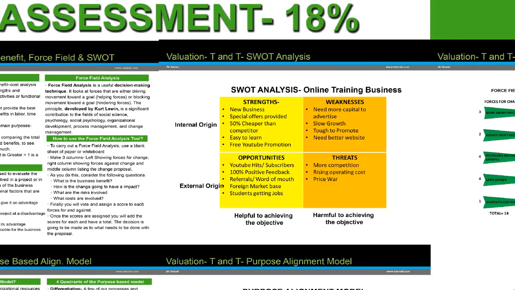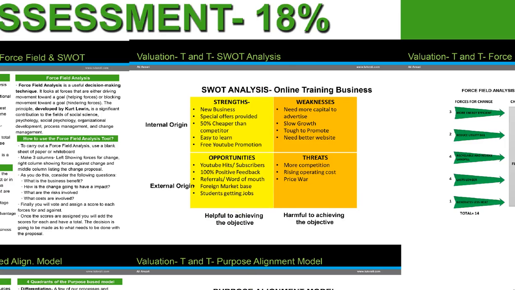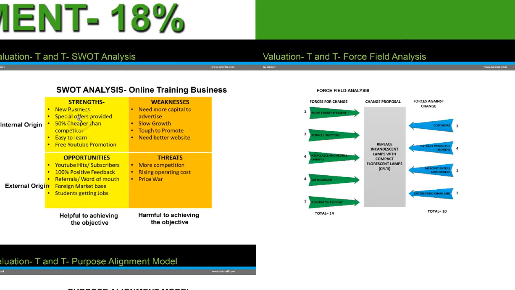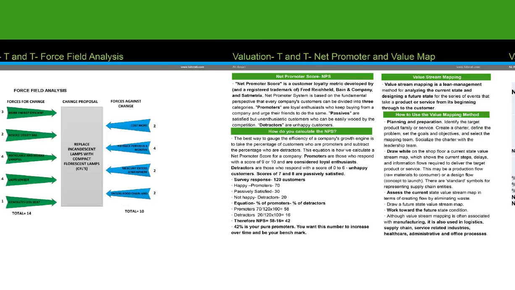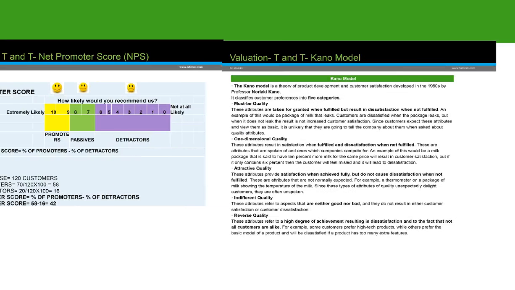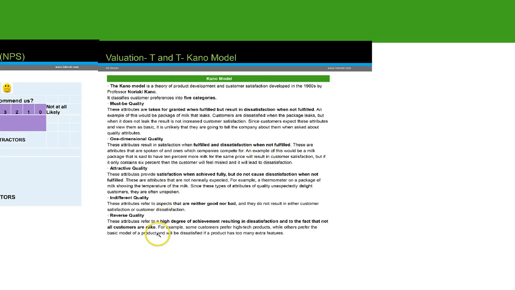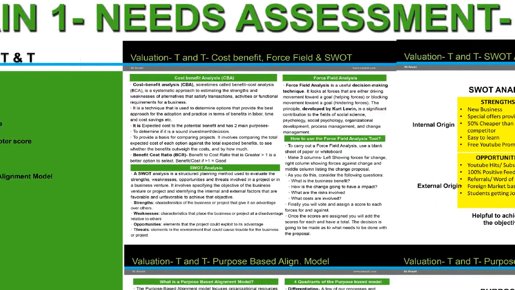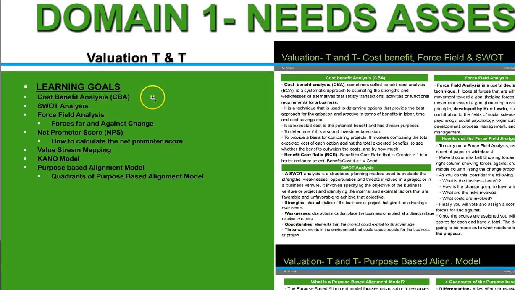So let's see, we have some diagrams that we are going to look into, which is the SWOT analysis. What this is, as I said, strengths, weaknesses, threats, and opportunities. Then we have the force field analysis, where we are looking into the forces for change and forces against the change. Then we have the net promoter score. So we'll see how to calculate this net promoter score and what this net promoter score is. And finally, we have the Kano model and what this Kano model is going to be. So these are the different valuation techniques that we need to know for the PMI-PBA exam.